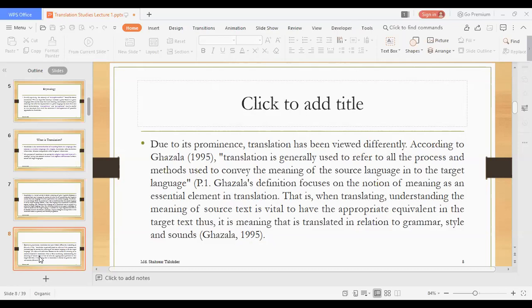Thus, it is meaning that is translated in relation to grammar, style, and sounds. So you see, you have to take care of the meaning that has been conveyed in the source text, and you have to translate that meaning in relation to grammar, style, and sounds.